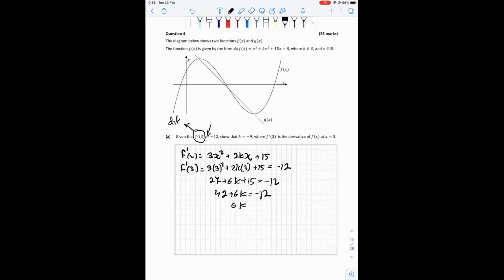Rearrange. Divide by 6 both sides. And they said show that k equals minus 9. So we show that. And so we get k equals minus 9.